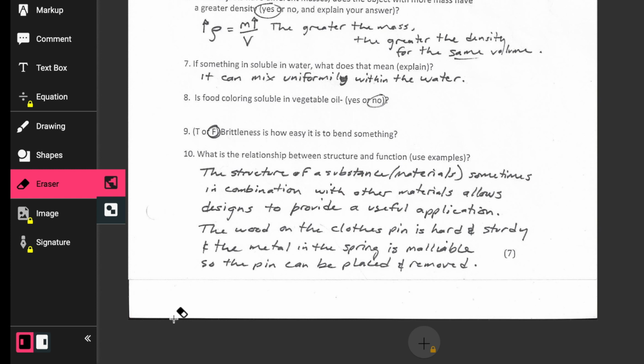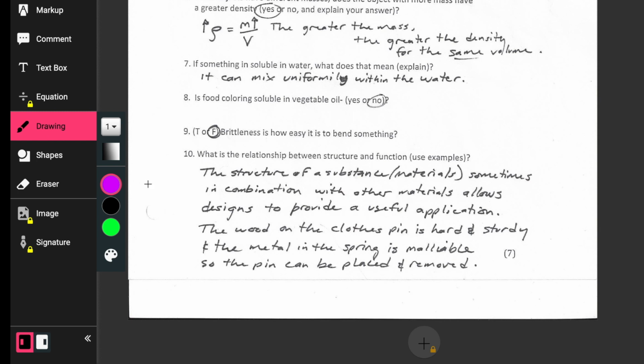Okay, number 10, what is the relationship between structure and function? If you think about it, this is such a deep question. Everything works the way it does generally because there is some structural component to it. So a glass holds water because it's shaped like this, and then you can fill it with water. It's the structure that makes it work.